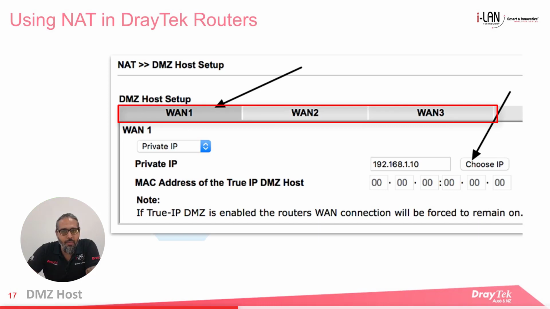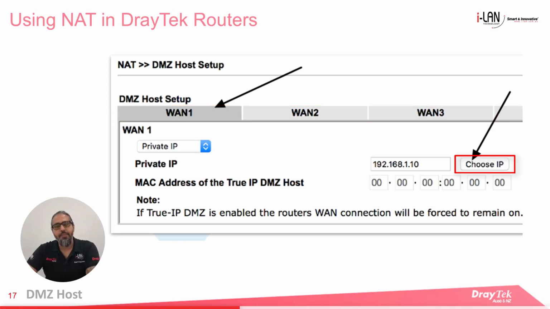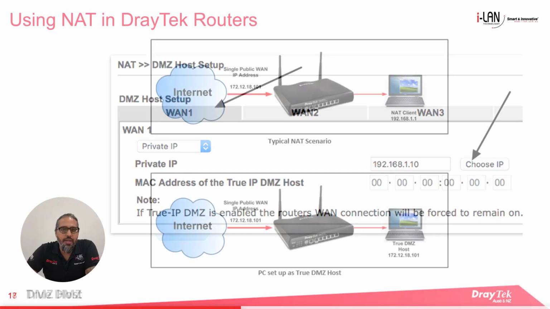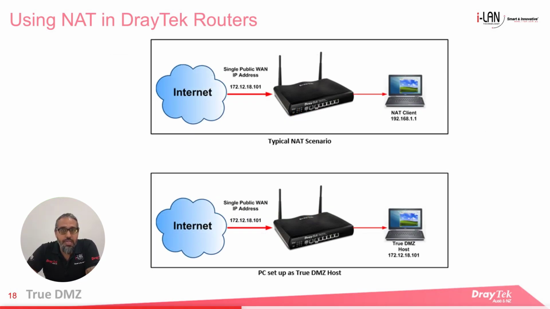First, select the WAN to be used by clicking on one of the tabs across the top, and then click on Choose IP to select the LAN IP address of the DMZ host. Now, what if you need the public IP address to appear to the device in the DMZ?